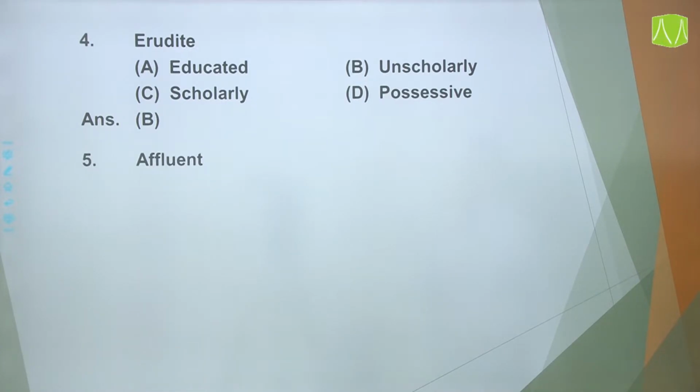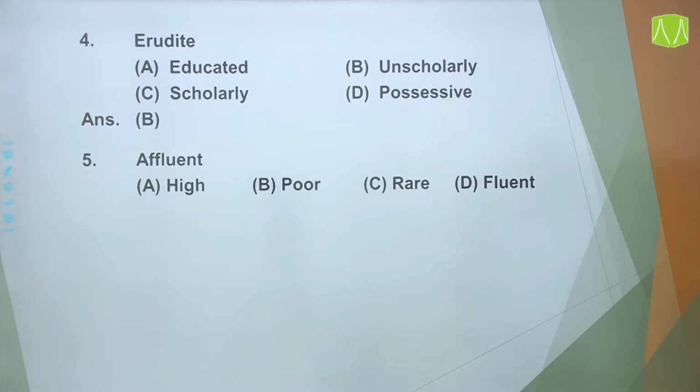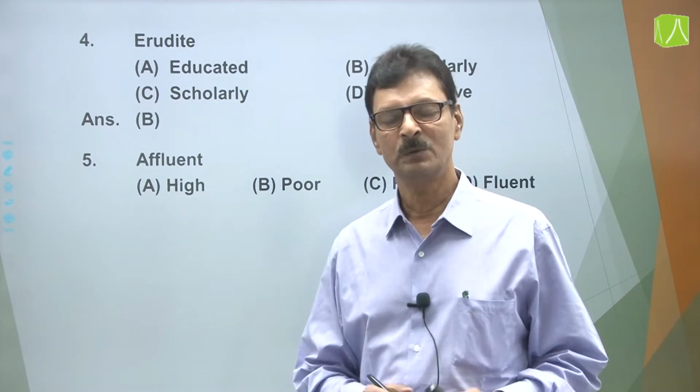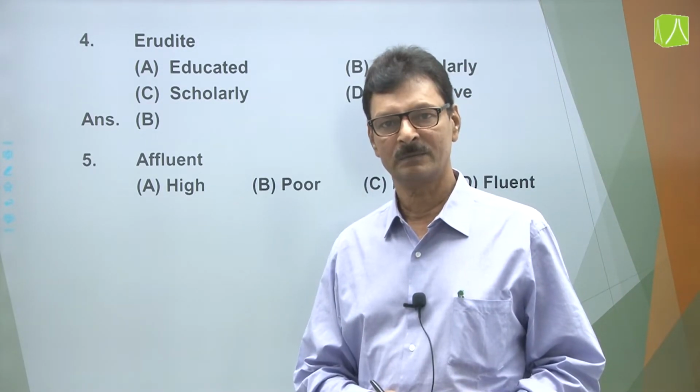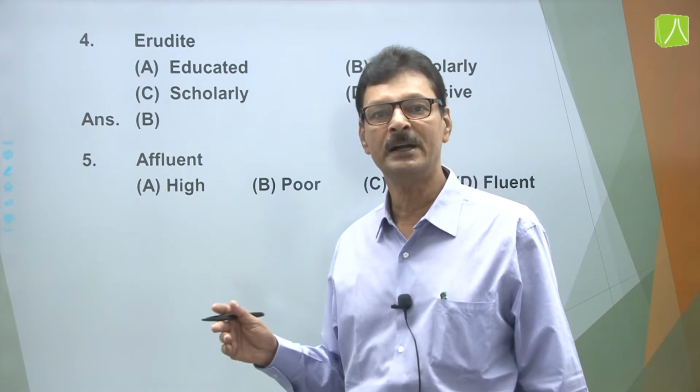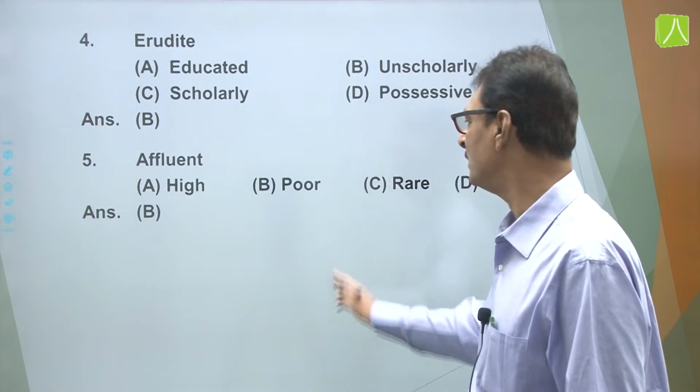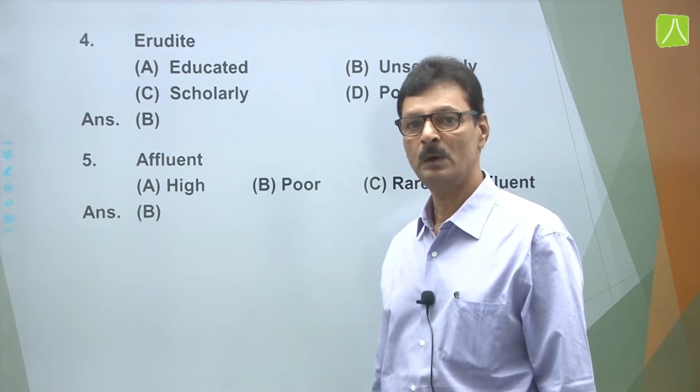Next word, affluent, common word. Options in front of you: high, poor, rare, affluent. Affluent means well to do, rich. He belongs to an affluent family. So, opposite क्या रहेगा इसका? The opposite of affluent will be B, that is poor.